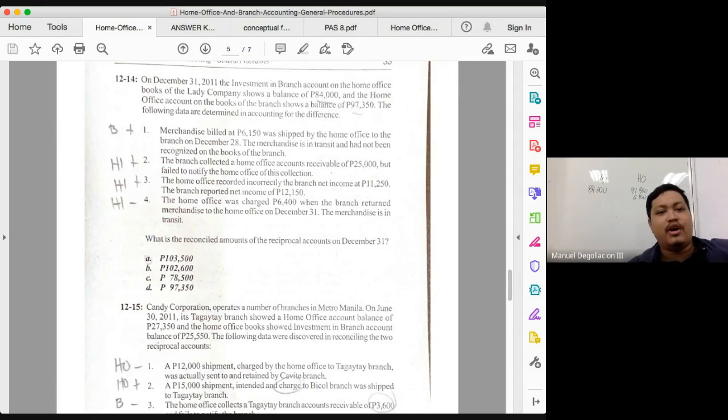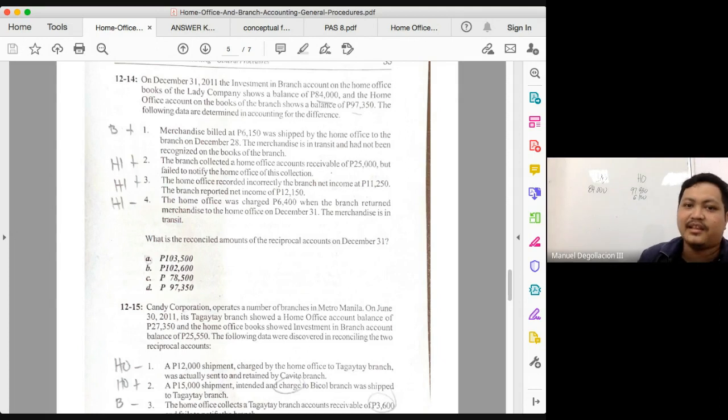Okay, but the home office here was not able to prepare an entry because it was not yet notified by the branch. Okay, but is it important for the home office to prepare an entry for this transaction? Yes, because the transaction already happened. Okay, so what entry should have been prepared by the home office? Debit, investment in branch and credit, accounts receivable.